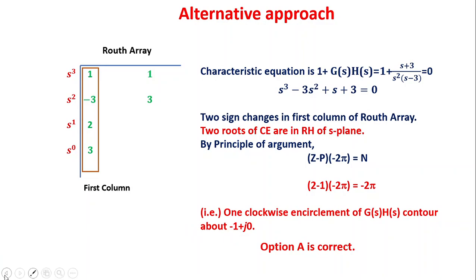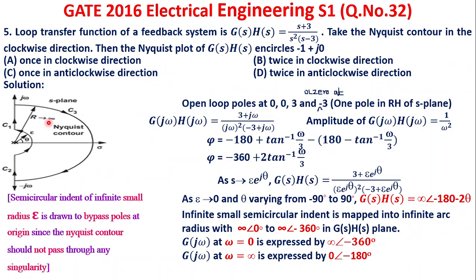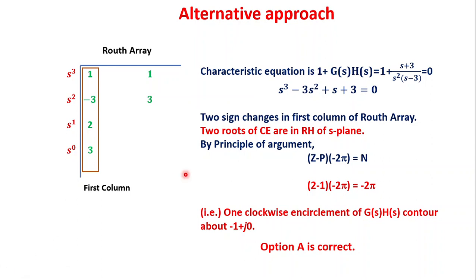So what is option A? Option A is 1 encirclement in the clockwise direction. See, this much tedious problem has been simplified into a normal Routh array problem. That is the beauty of understanding the problem and doing it.